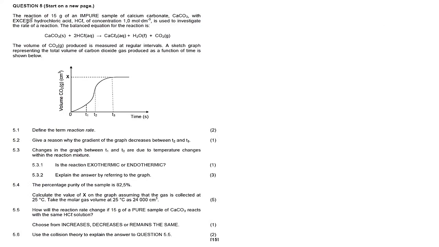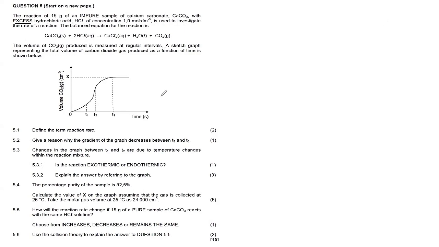Okay, so we have question 5. It says the reaction of 15 grams of an impure sample of calcium carbonate, then we are given the chemical formula, with excess hydrochloric acid, note that the hydrochloric acid is in excess, of concentration 1.0 mole per dm cube is used to investigate the rate of reaction. The balanced equation for the reaction is as follows here, and then we are told that the volume of carbon dioxide produced is measured at regular intervals.